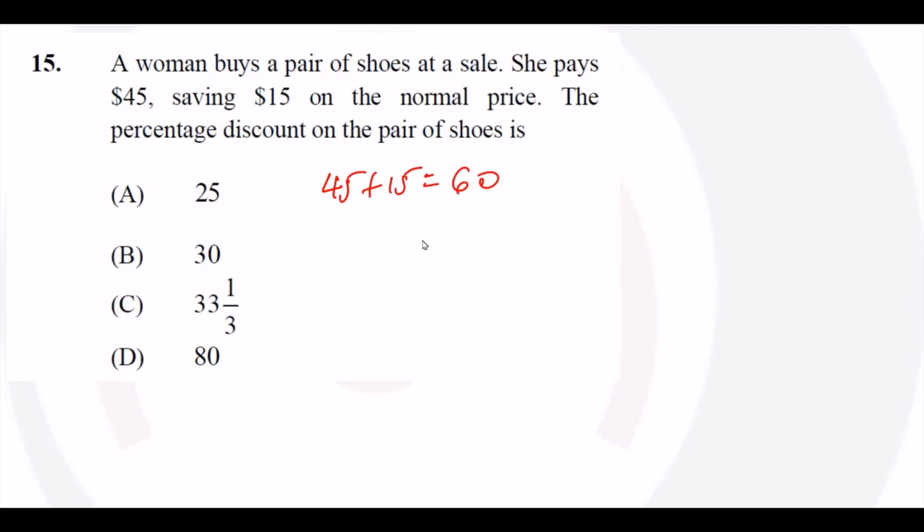And it asks for the percentage discount on the pair of shoes, so that's 15 over 60 times 100. 15 into 60 goes 4 times. A quarter times 100 will give us 25%. So therefore the percentage discount on the pair of shoes is 25%.